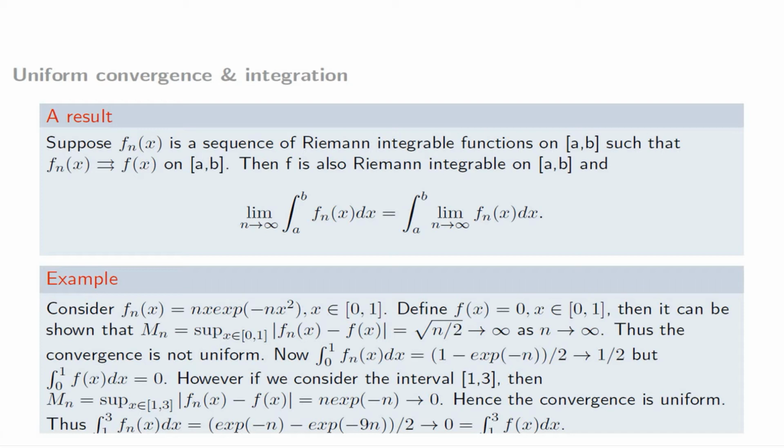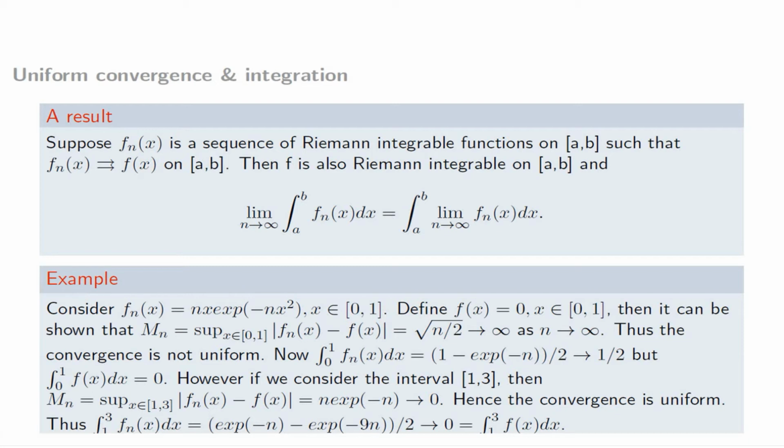Now, as a consequence, we find that the integral of f_n(x) over 0 to 1 comes out as (1 minus e^(-n)) divided by 2, which goes to half as n tends to infinity, but the integral from 0 to 1 of f(x) dx, that is the integral of the limit function, comes out as 0. So, these two are different.